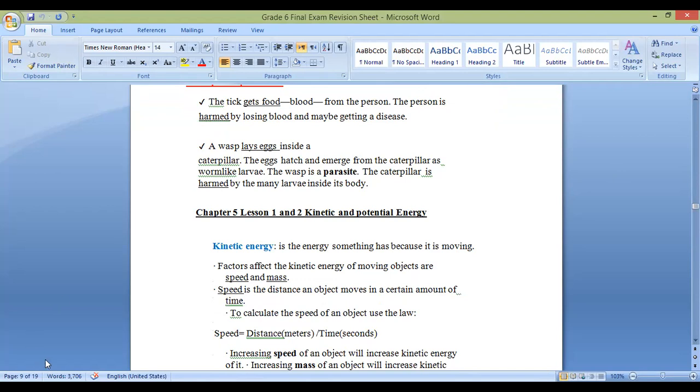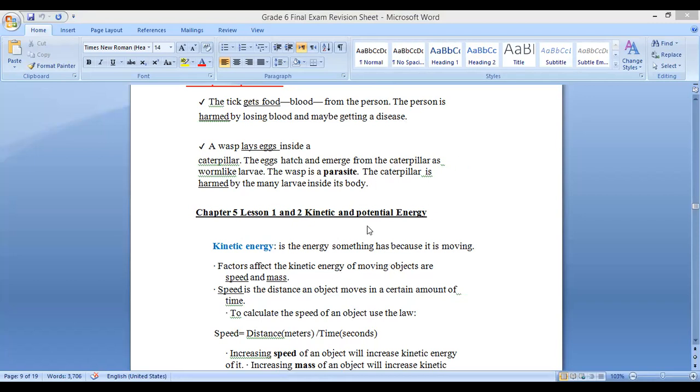Okay, anyone would like to ask any question? Can you give me other examples where we have kinetic energy? Moving on a bike, what else? Like running, walking. Okay, bravo. Running, jumping. Excellent. Now, there are factors that affect the kinetic energy of moving objects.